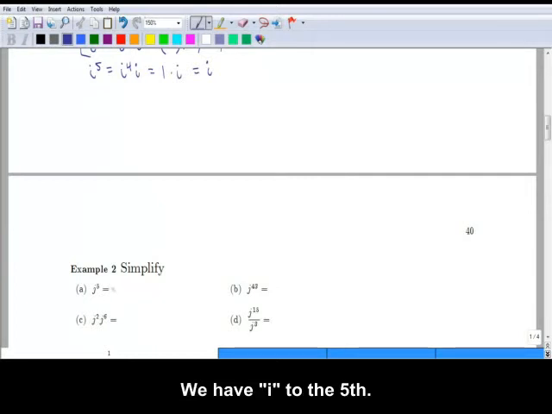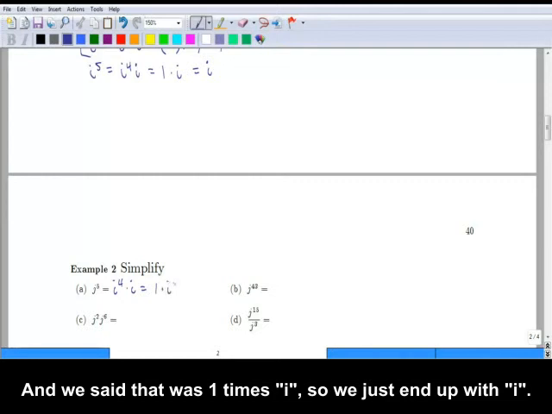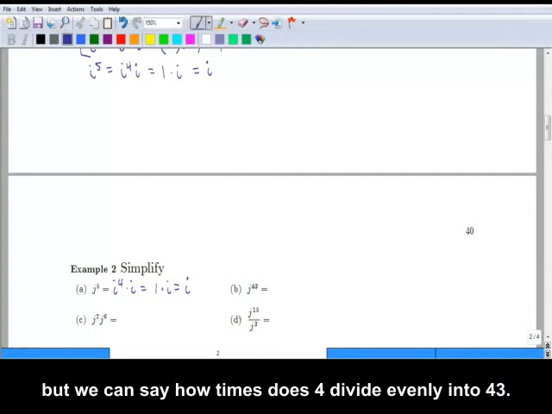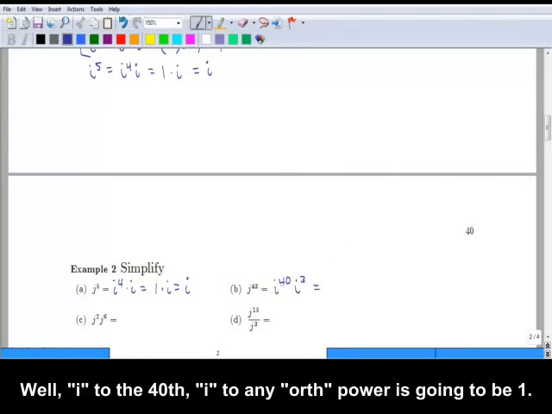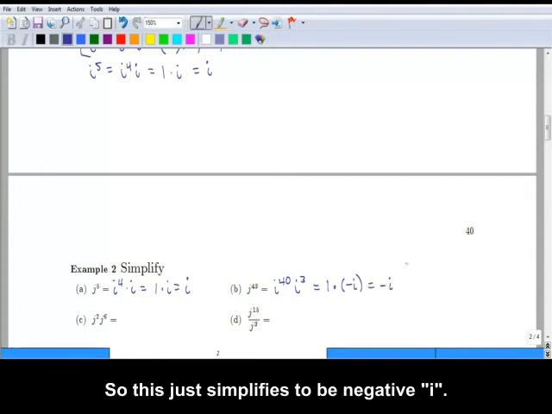So if we wanted to simplify some of these examples given, we have i to the 5th. We already did this one. This is really i to the 4th times i, and we said that was 1 times i, so we just end up with i. Now i to the 43rd, again, this is a really high number, but we can say how many times does 4 divide evenly into 43, and then we write the remainder. So this would end up being i to the 40th times i cubed. Well, i to the 40th, i to any 4th power is going to be 1, and i cubed, we said, is -i, so this just simplifies to be -i.